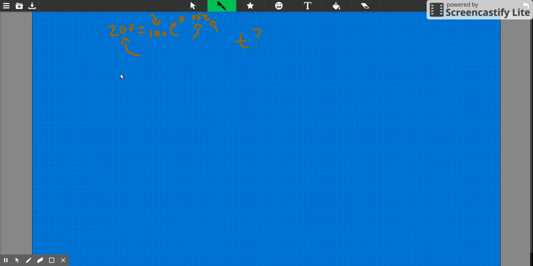Okay, so I'm good at algebra. And I feel like a good start is to get rid of this 100 over on the right-hand side. So I'll divide both sides by 100. So we end up with 200 over 100, which is actually equal to 2. And that's equal to e to the 0.05 t.